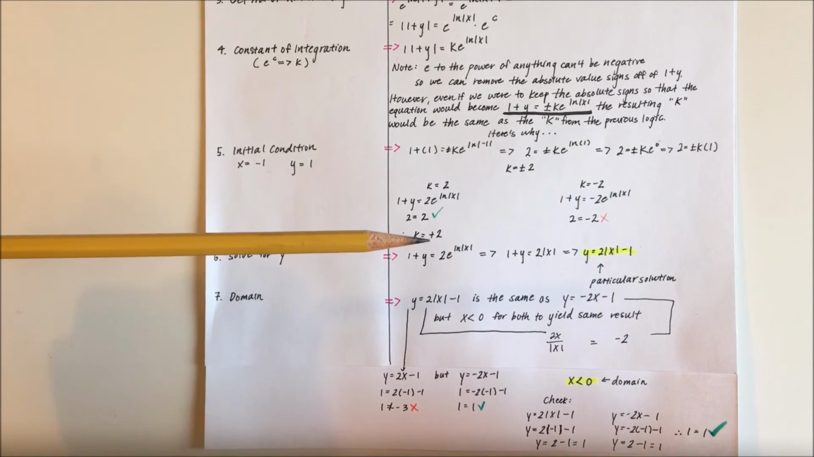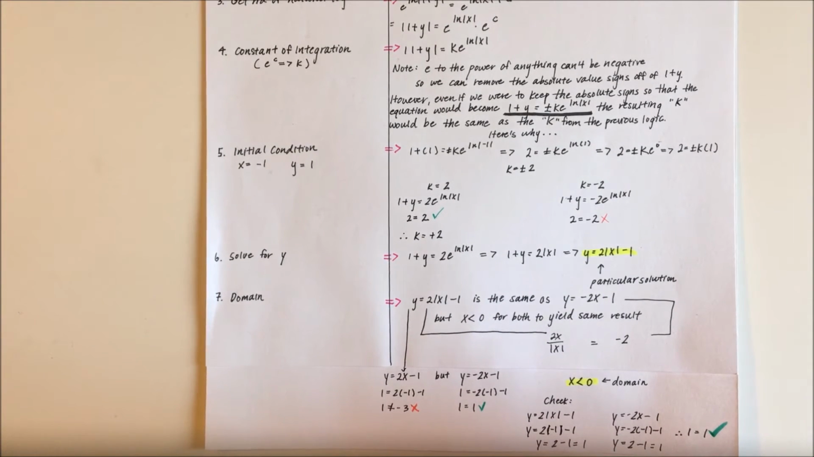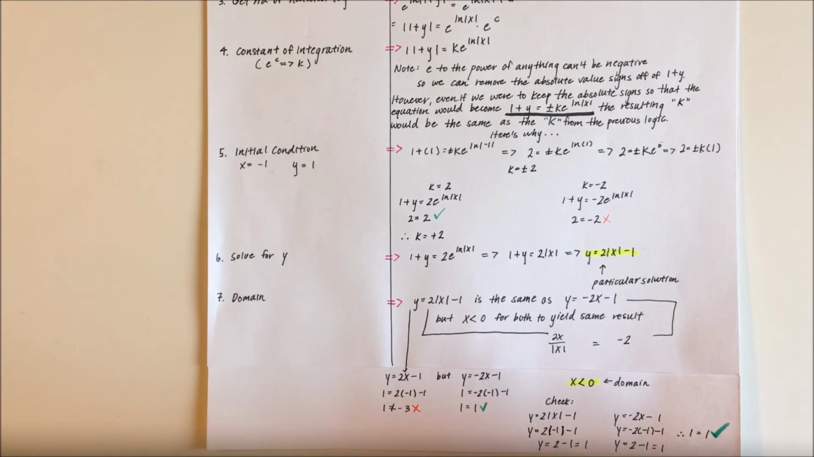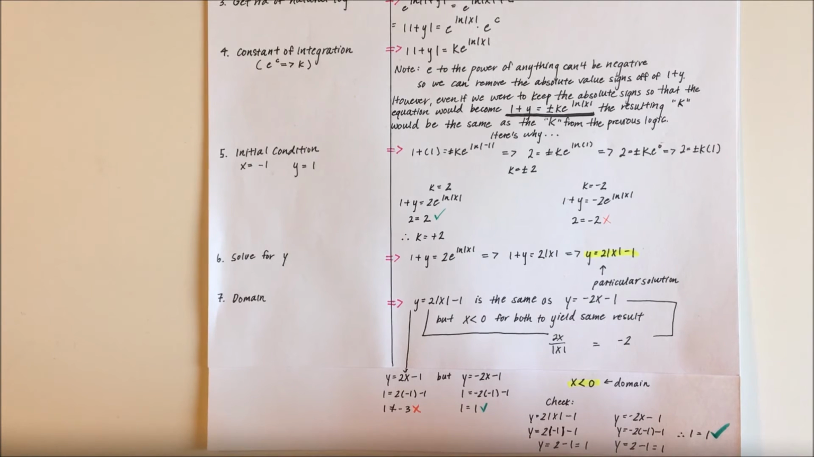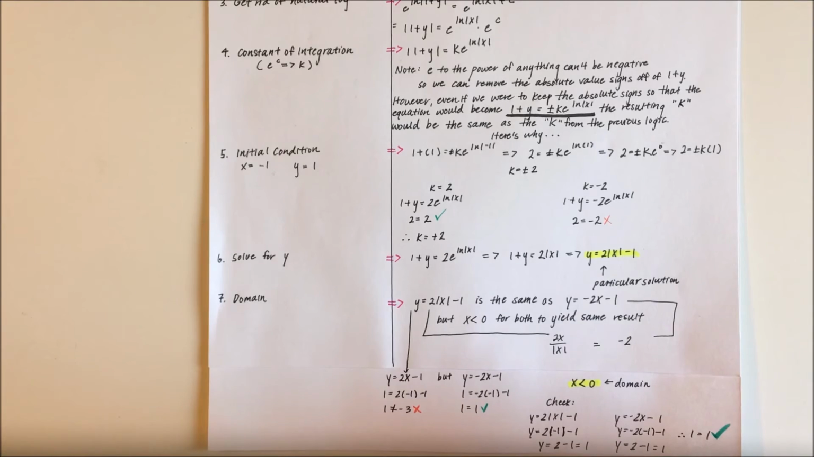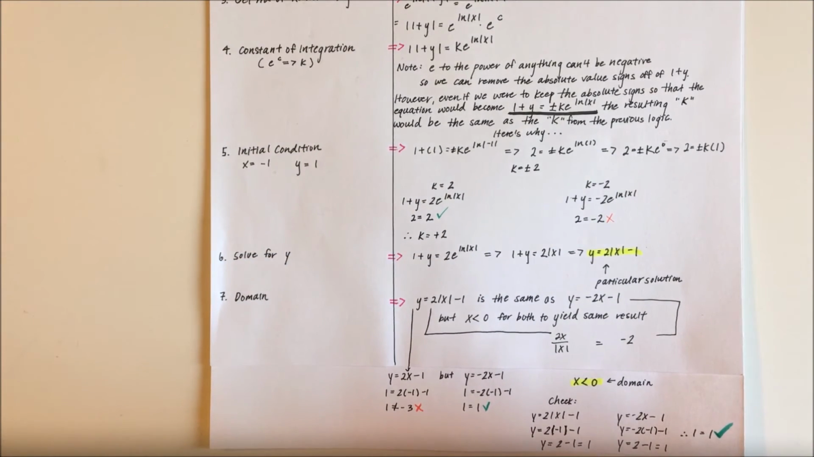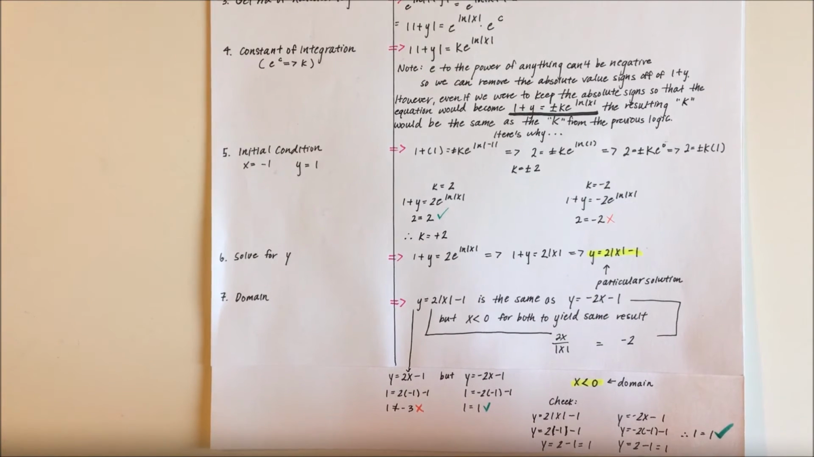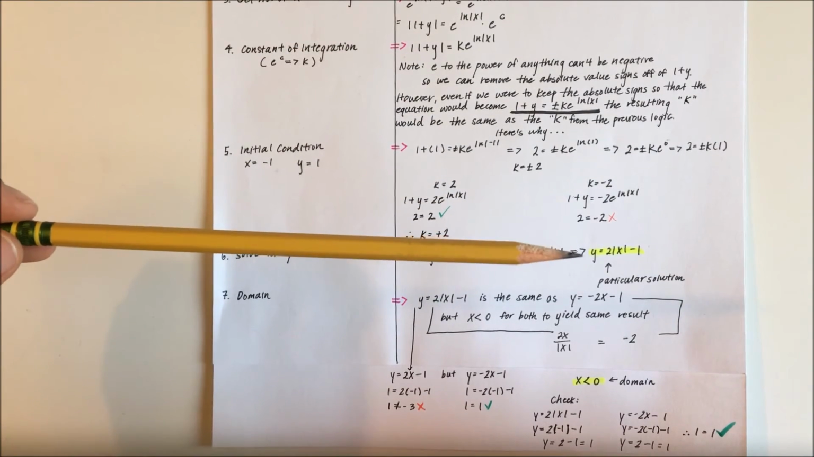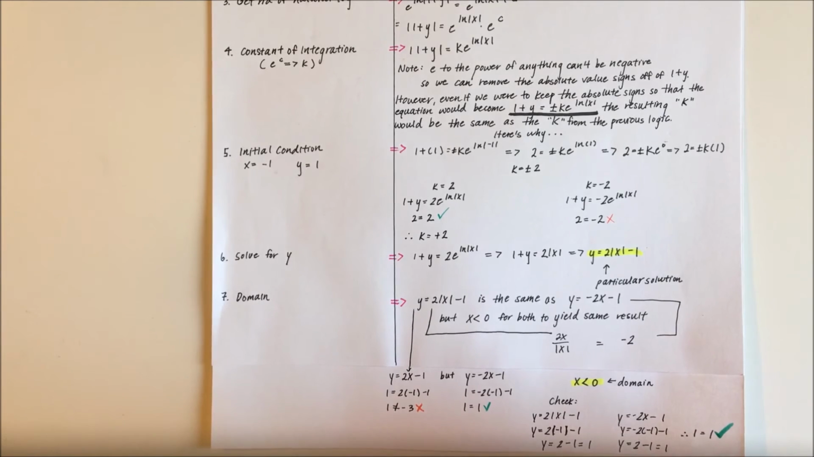Since we know that k is equal to positive 2, we have the equation 1 plus y is equal to 2 times e to the power of ln of the absolute value of x. E to the power of ln of the absolute value of x is the same thing as the absolute value of x. So now we have the equation 1 plus y is equal to 2 times the absolute value of x. To isolate y, or to solve for y, we get y is equal to 2 times the absolute value of x minus 1. This is the particular solution to the differential equation.